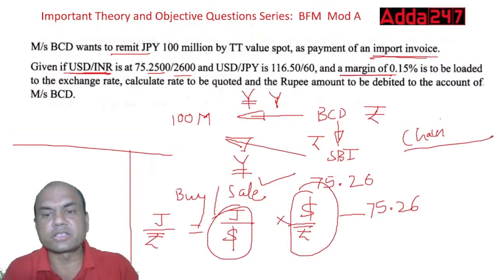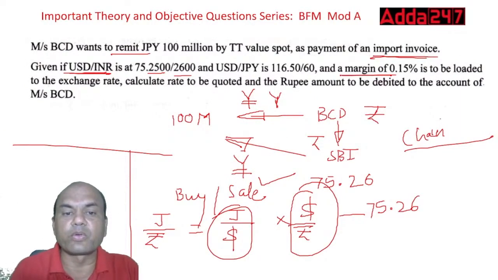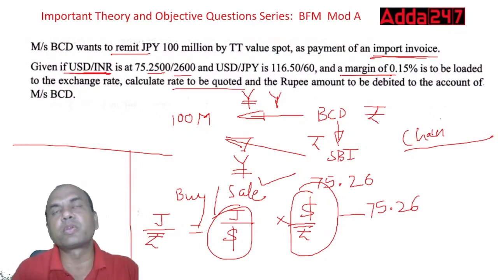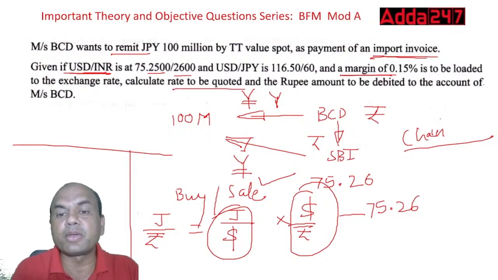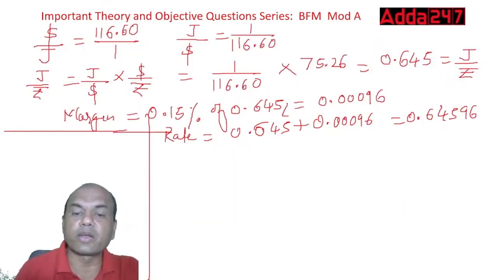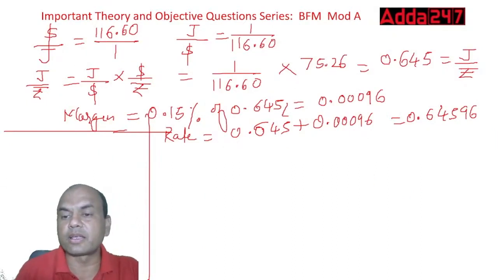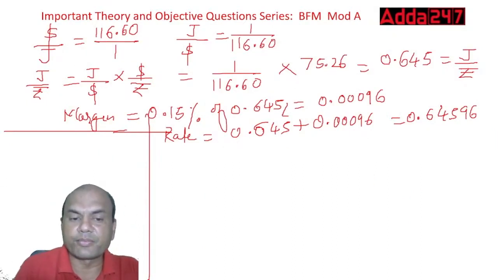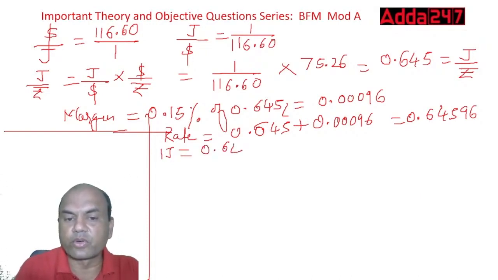So what is the question asked? Calculate the rate to be quoted. So this is one question, rate to be quoted. And second is rupee amount to be debited. What is the rupee amount? So what is the rate over here? This is JPY to INR. So 1 JPY equals to what? 0.64596 INR.